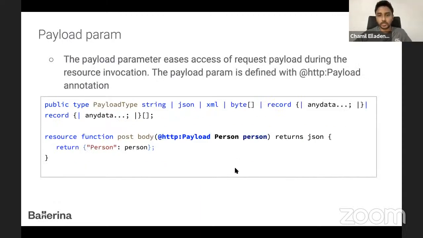The payload parameter is also a very common one, and it has an annotation called HTTP payload. These are the types we are supporting: string, JSON, XML, byte array, record, and record array. Make sure to use the HTTP payload annotation in front of that. So when you get the inbound request with the JSON payload or whatever the payload, according to this type, the payload will be parsed and will be available in the signature to use inside the resource. So that's a bit about the payload parameter.